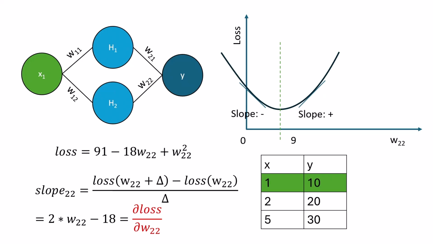When we start with a random W22, we can guess. W22 is an arbitrary number. When the W22 is on the left side, the slope is negative. And if the W22 starts on the right-hand side, the slope is positive. Okay, so this is the core of machine learning. I will come back to this slide.